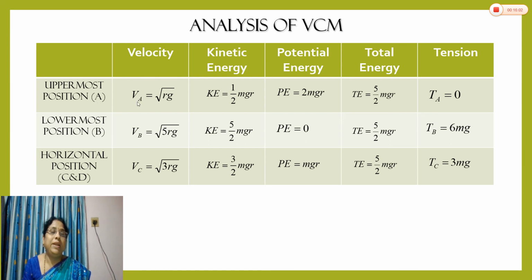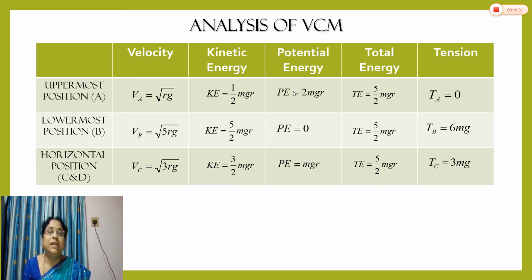The velocity at point A is equal to under root Rg. At point B, the lowermost point, it is under root 5 Rg, and at point C, it is equal to under root 3 Rg. As we know the general formula for kinetic energy is half mv square. By putting the values of Va, Vb and Vc, you can calculate the kinetic energy at points A, B and C, that are half mgr, 5 by 2 mgr at point B, and at points C and D, it is 3 by 2 mgr.